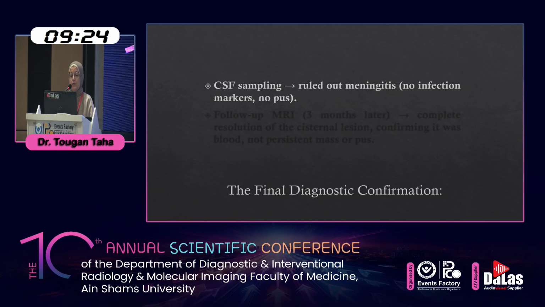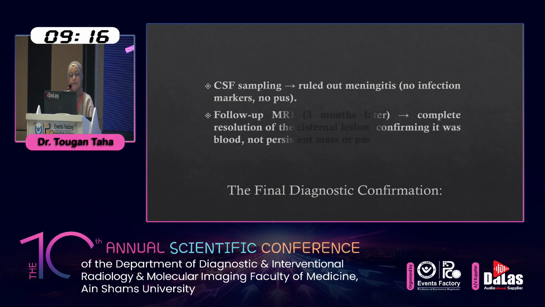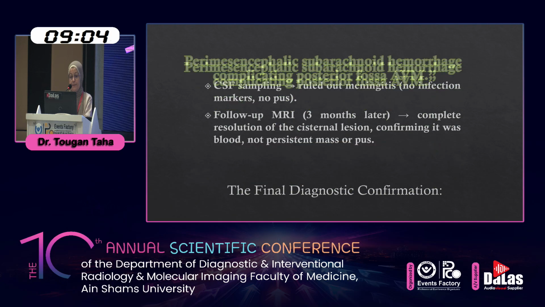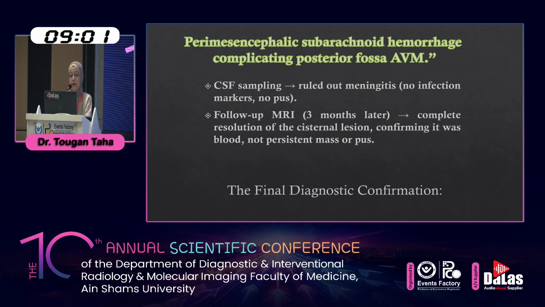The final diagnostic confirmation for this patient was CSF sampling that ruled out meningitis, with no infection marker and no pus. Follow-up MRI 3 months later showed complete resolution of the cisternal lesion, confirming it was blood and not a persistent mass or pus. So finally, he was diagnosed as perimesencephalic subarachnoid hemorrhage complicating posterior fossa AVM.